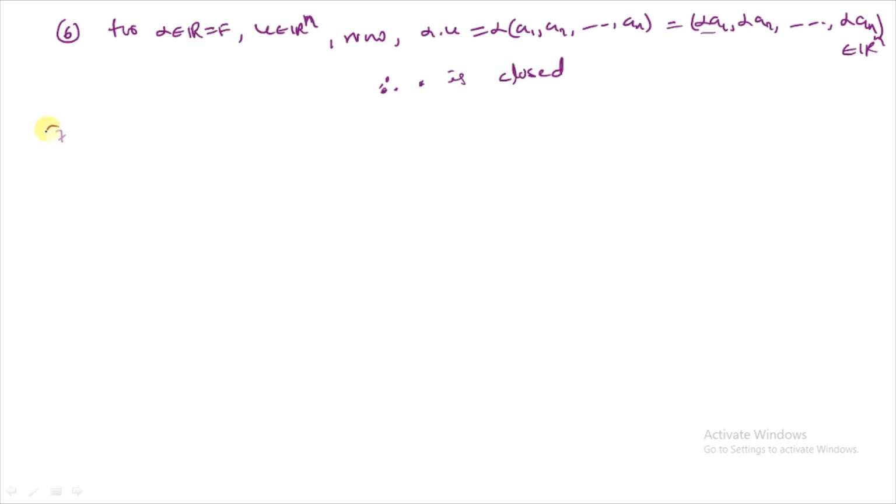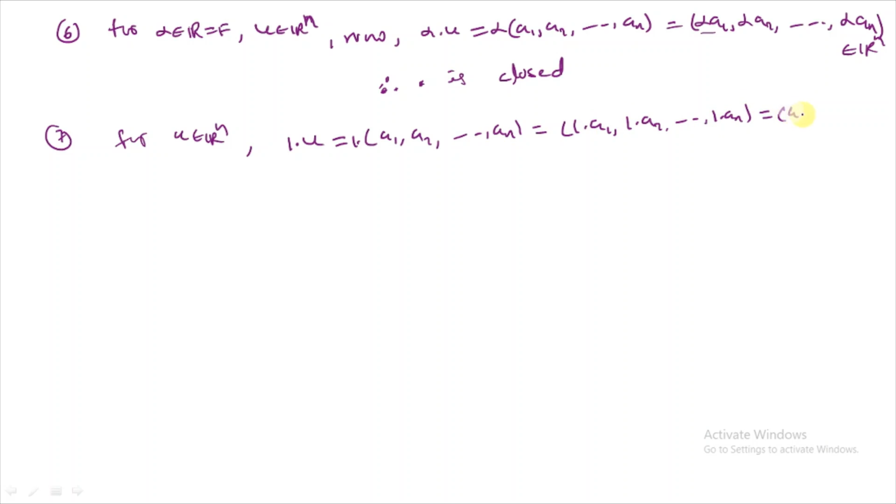Now the seventh property, for u belongs to Rn. What about 1 dot u? 1 dot u must be u. Now 1 dot a1, a2, up to an is the same as 1 dot a1, 1 dot a2, up to 1 dot an. 1 dot a1 is the same as a1. So this is a1, a2, up to an, which is equal to u. This is the seventh property.